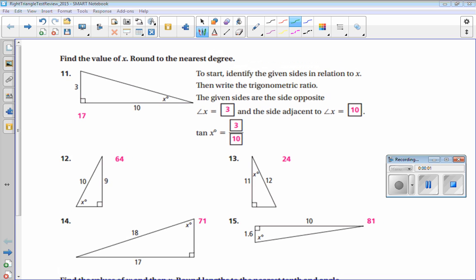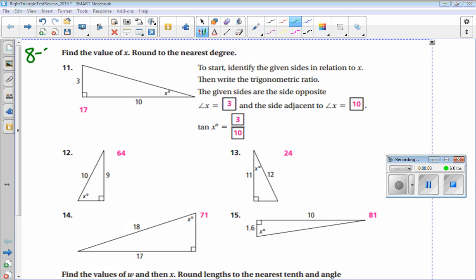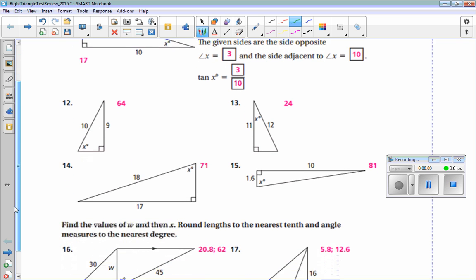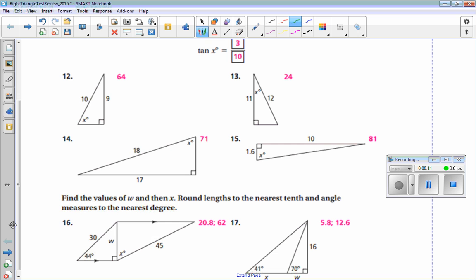So this is the 8-3 worksheet answers. Any questions? I'm going to scroll down here a little bit. Any questions on any of these problems that you want to be able to go over and do? Anything I can help you with?